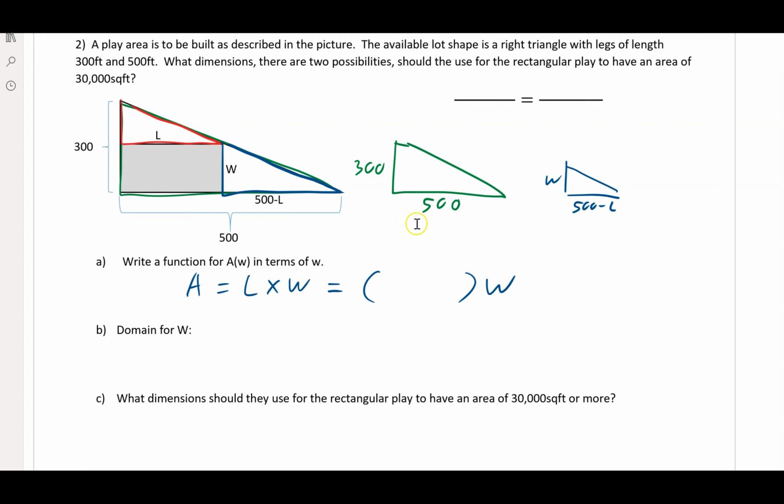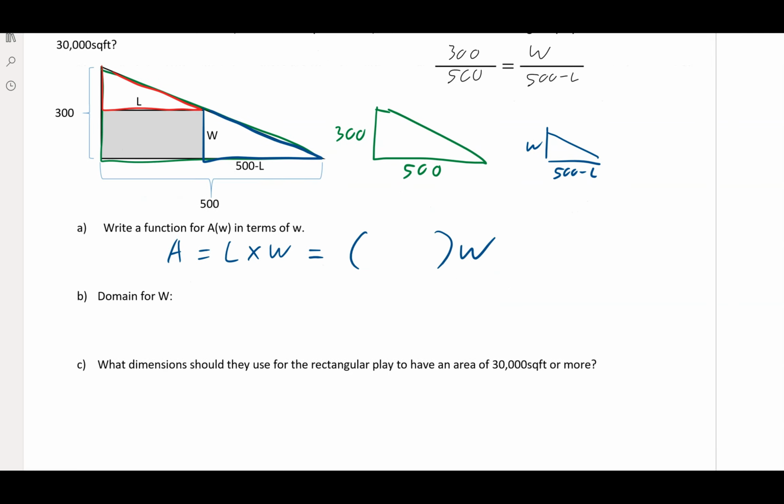And then we plug it in. So 300 is to 500 as W is to 500 minus L. And now we can cross multiply. So this would be 150,000. So 300 times 500 minus 300L equals 500W. And again, we're solving for L because we want to replace L. So minus 300L equals 500W minus 150,000, 4 zeros. And then we divide by negative 300.